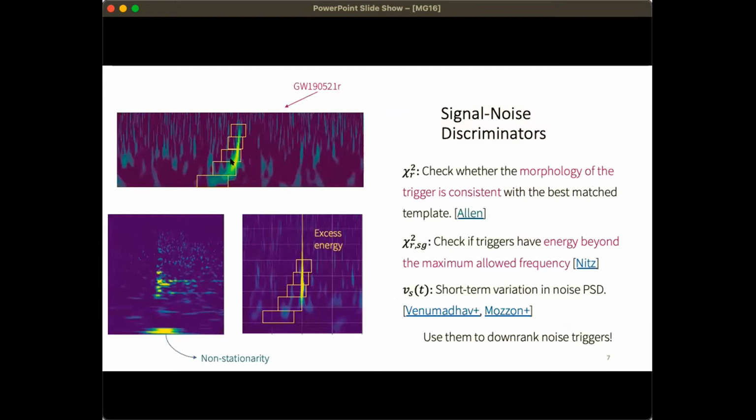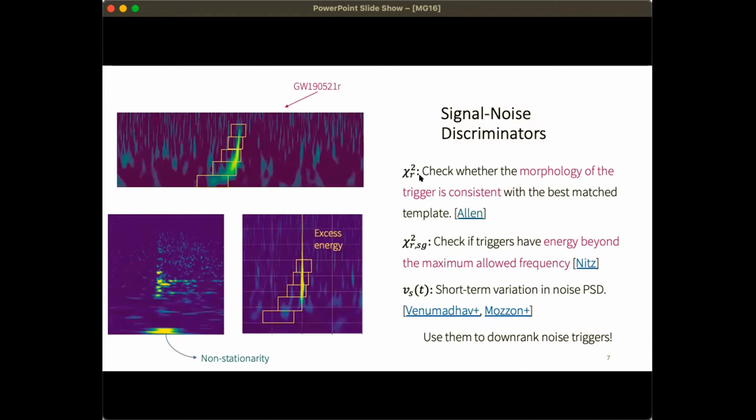The first of these is the reduced chi-square test, which checks if the morphology of the trigger is consistent with the best match template. If it is, such as in this case, then it will return a value close to unity. If otherwise, such as in this case, then it will return a value which is far shifted from unity. Apart from that, the PyCBC search also checks if the trigger has any excess energy beyond the maximum allowed frequency of the best match template.